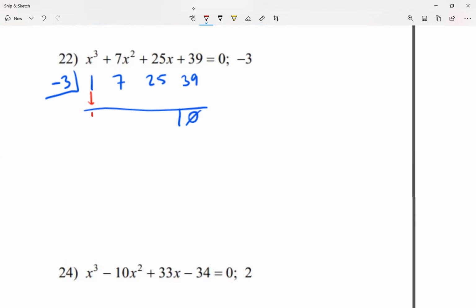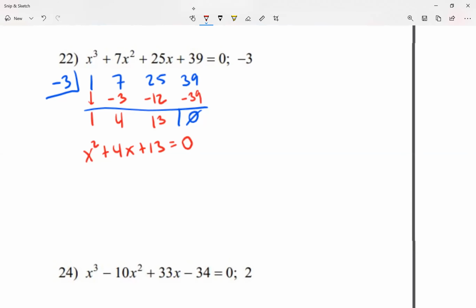Let's bring this 1 down, multiply it by the root. So 1 times -3, and then combine those. 7 minus 3 is 4. 4 times the root, so it gives me -12, right? 4 times -3. Now 25 minus 12 is 13. 13 times the root is -39. 39 minus 39 is 0, so good. Now this gives me 1x squared plus 4x plus 13. Okay, and this is equal to 0.